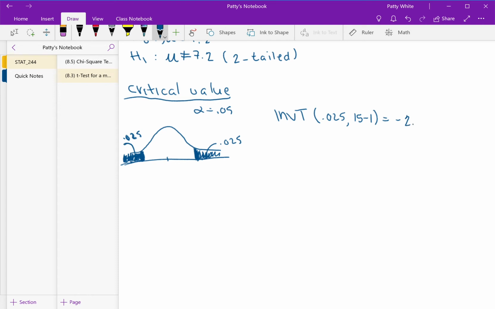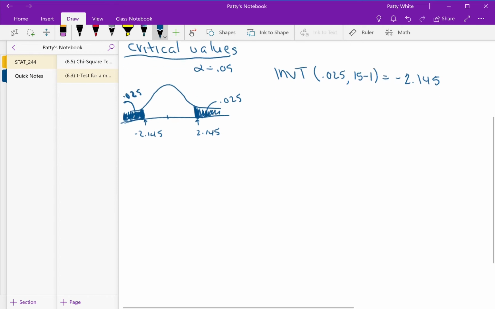When I put that into my calculator, I got negative 2.145. So this critical value is negative 2.145. And this critical value is positive 2.145. Okay. Now that I have my critical values, I can find my test statistic and see if my test statistic falls in the shaded region, which is the rejection region, or the non-shaded region, which is the do not reject region. So my next step is to find my test statistic.